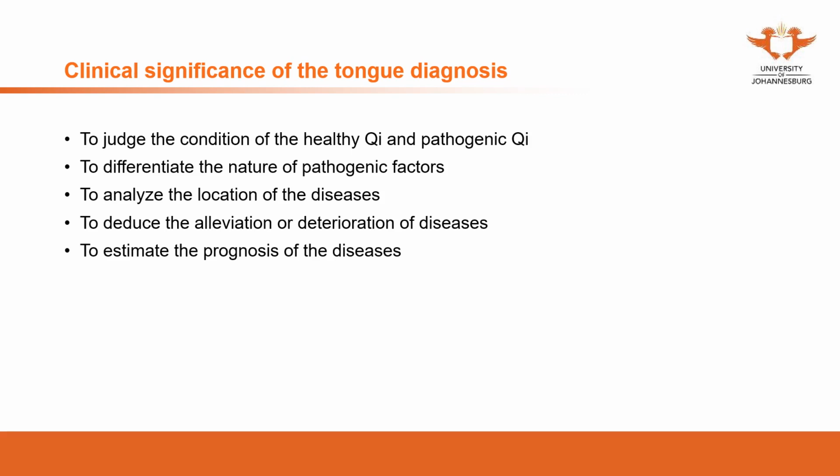To deduce the alleviation and deterioration of the diseases. So that's actually also the last one, to estimate the prognosis of disease. From the tongue diagnosis, we can know about the development of diseases. It becomes better or becomes worse. That's all what we need to study from the tongue inspection.